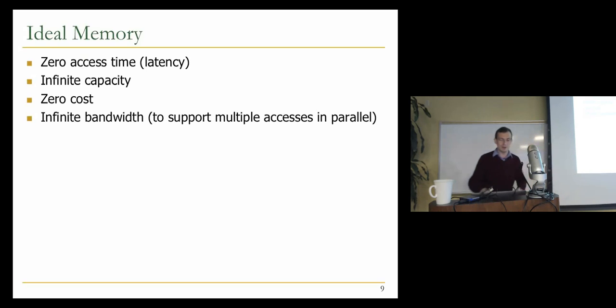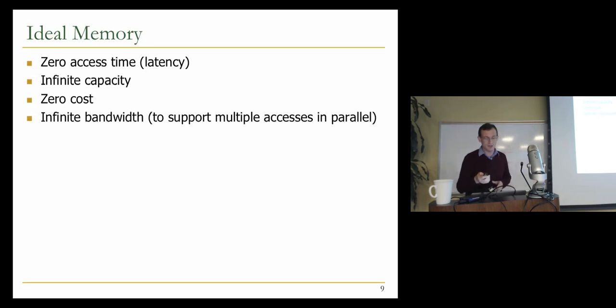Okay, what do you want from an ideal memory? Well, I told you some of these. We would like zero access time in terms of latency. We'd like infinite capacity. We'd like infinite bandwidth to support multiple accesses in parallel. And we'd like to get all of that at zero cost. Wouldn't it be nice, right? Everything is zero. Well, I guess bandwidth is infinite and capacity is infinite.